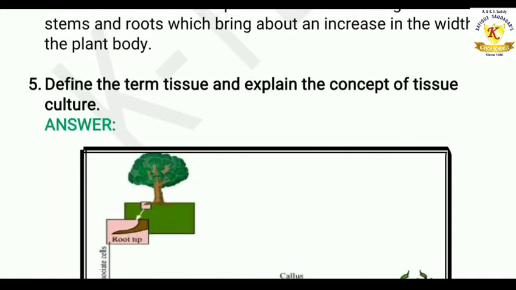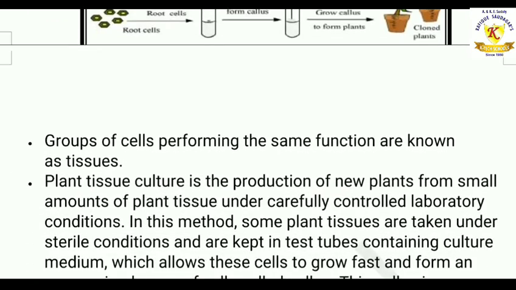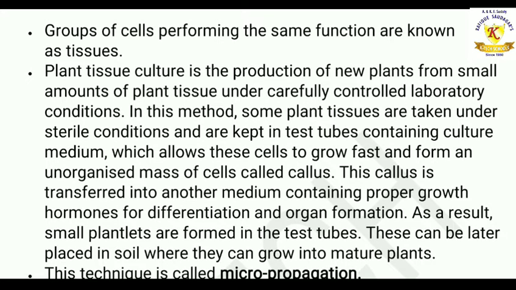Question number 5. Define the term tissue and explain the concept of tissue culture. Answer. Children, first you need to draw this diagram. Observe carefully this diagram, children. Now we are going to explain this diagram. Group of cells performing the same function are known as tissues. Plant tissue culture is the production of new plants from small amount of plant tissue under carefully controlled laboratory conditions.